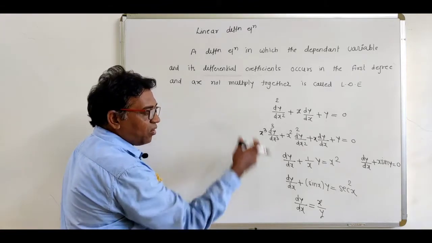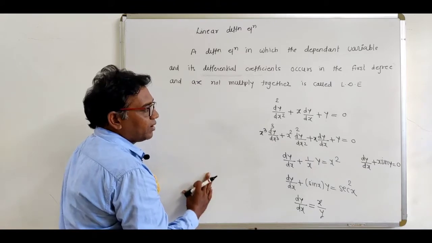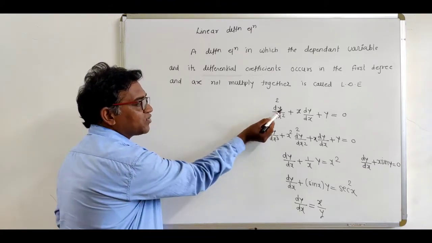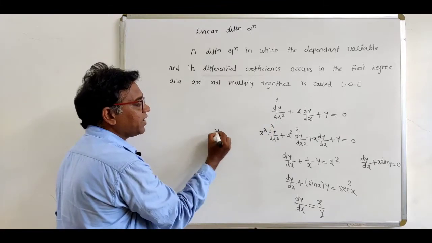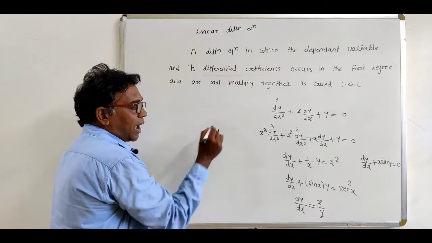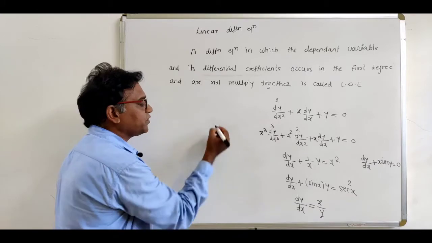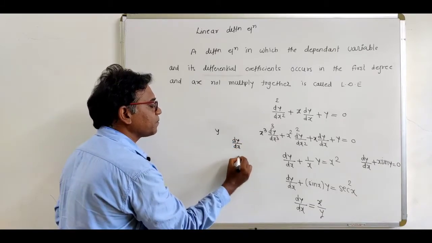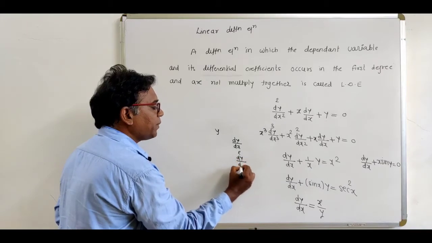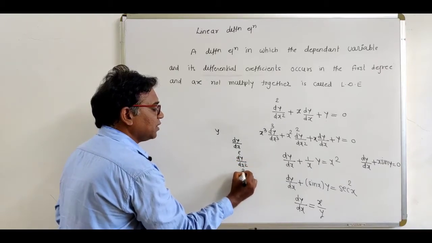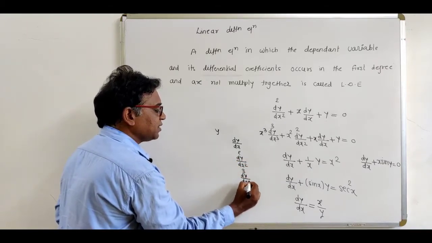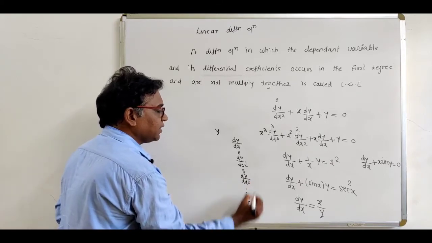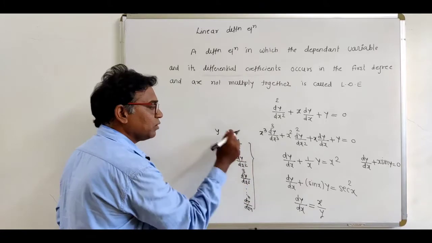Now if you consider all these examples, then in this example, why is this called the dependent variable and its differential coefficient? It means dy by dx, d2y by dx2, d3y by dx3 and so on, dny by dxn. These are called the differential coefficients.